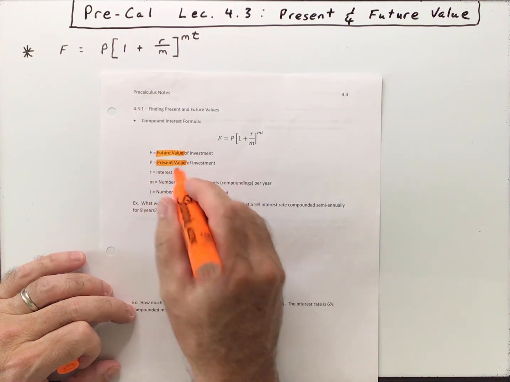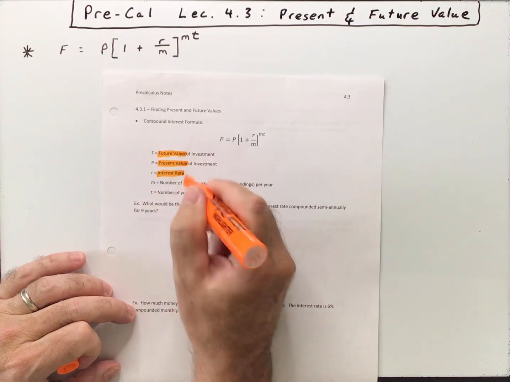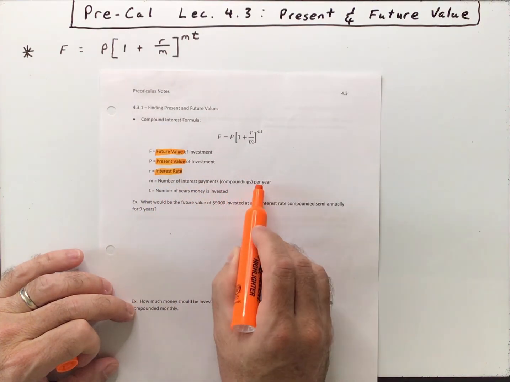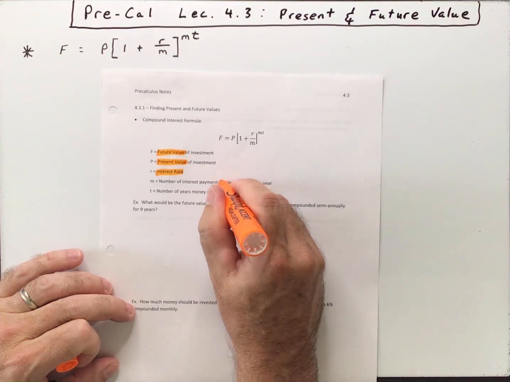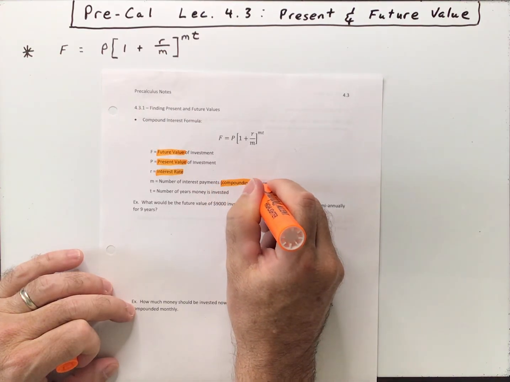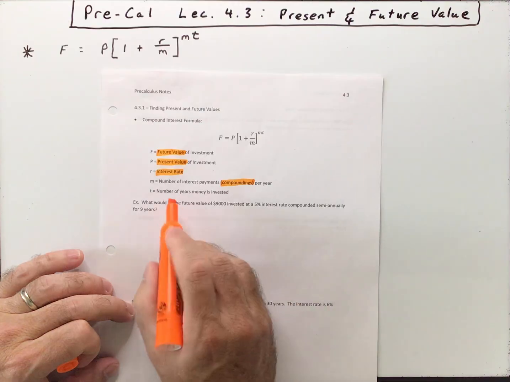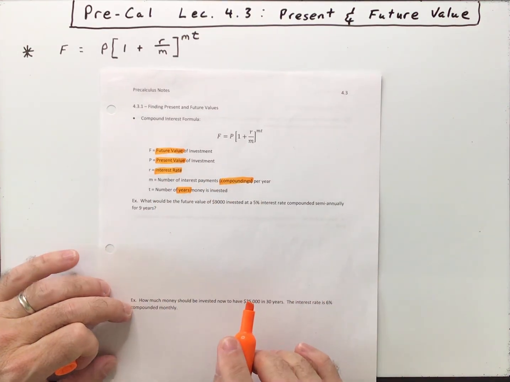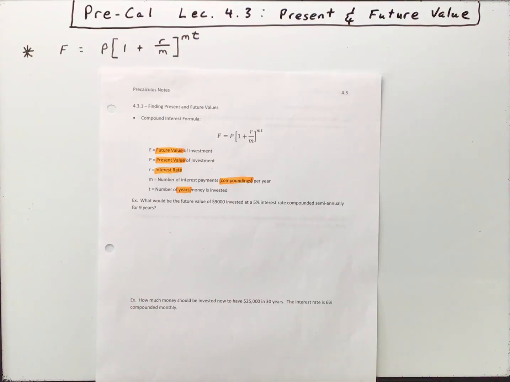R is the interest rate. M is the number of interest payments per year. We call that compoundings per year. And then T is the number of years that the money is invested. So let's get straight into some, and you'll want your calculator handy. Let's get straight into some example problems here.